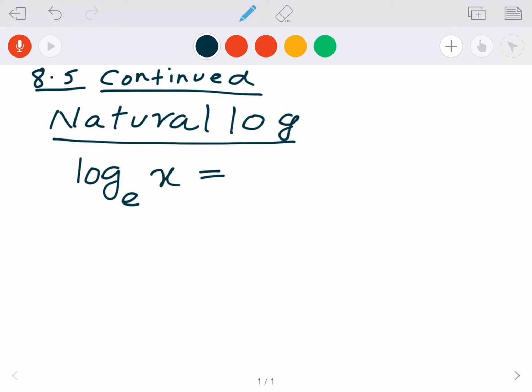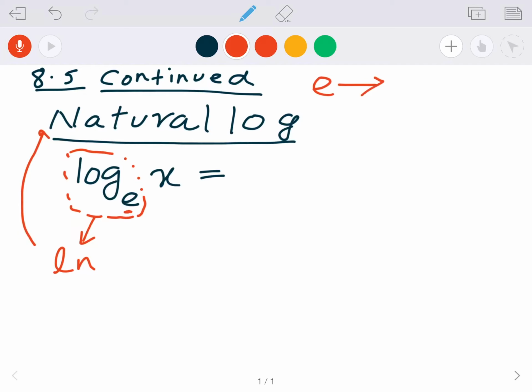If a log has base e, whenever you see a log with a base e, we can replace this part by ln, which is also called the natural log. And this e right here was introduced by a mathematician called Euler. Basically, this is a number.